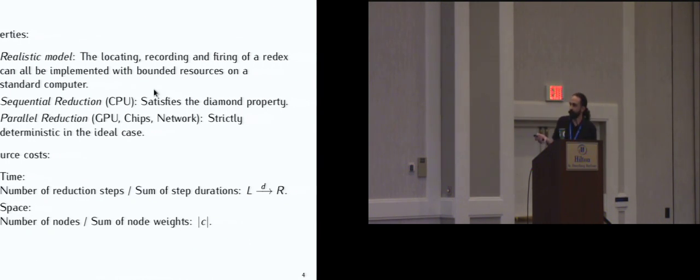Resource cost will be very simple. For time, we consider the number of steps, or some little refinement. We can attribute different durations for different reduction rules and sum these durations. For space, typically what you want is to count the number of nodes you have in your net. And you can also refine it to node weights and make a sum of all the weights of the nodes of your net.